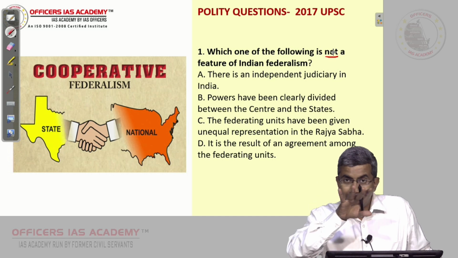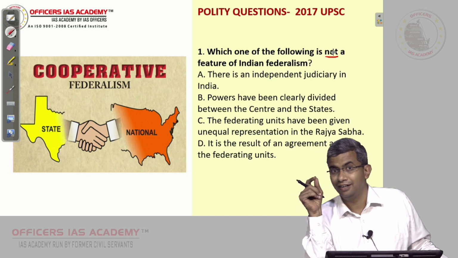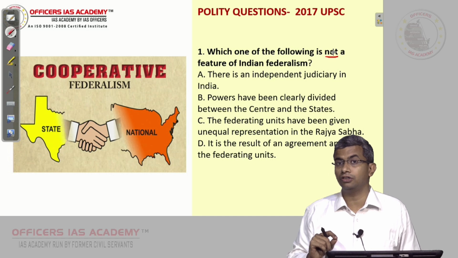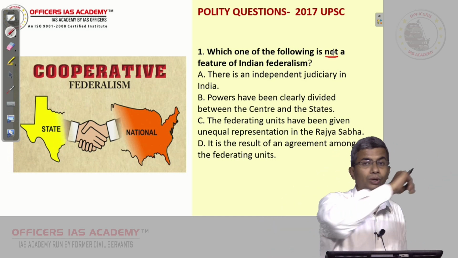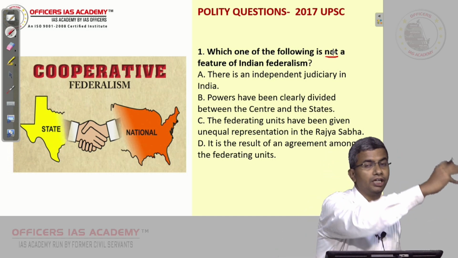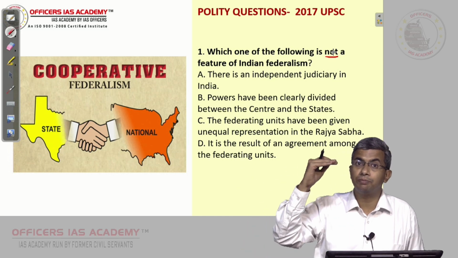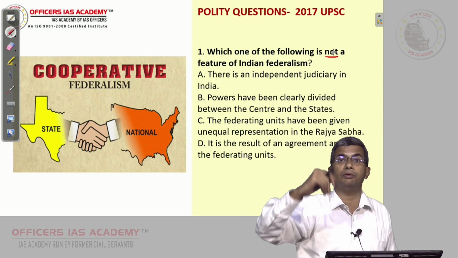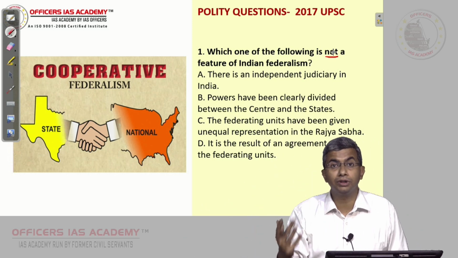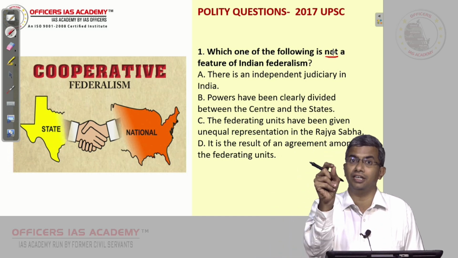Federating units have been given unequal representation in the Rajya Sabha. This is a non-federal feature you would have studied. In fact, in many of the books you would have studied that one of the unitary or non-federal features of the Indian Constitution is that unlike in the US, where in the Senate they have equal representation for all the states, 50 into 2, 100 seats, in India we have unequal representation. It is based on population. Uttar Pradesh has 31 seats, Tamil Nadu has 18 seats, whereas Sikkim has just 1 seat. How is it determined? Based on the population. So it is a non-federal feature.